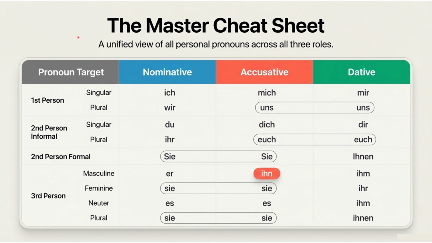This is the master cheat sheet, your complete overview of all personal pronouns in one table. It shows nominative, that is the subject, accusative, that is the direct object, and dative, that is the indirect object, forms for every person. Keep this table handy while practicing. You can see patterns clearly. For example, ihn for masculine accusative or ihr for feminine dative, and how uns and euch stay the same in accusative and dative.